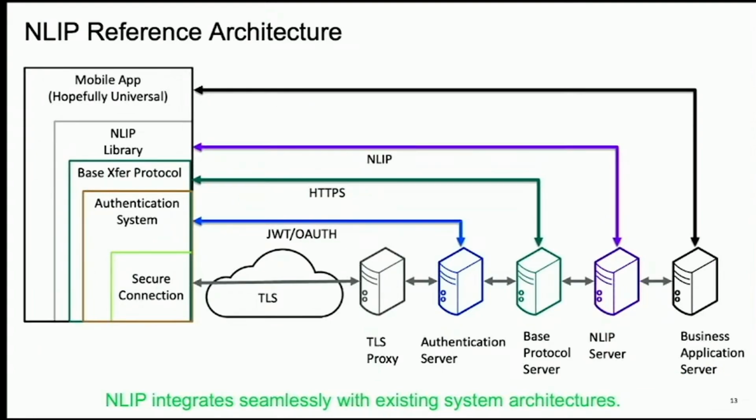Now, NLP is not reinventing the wheel. It builds on tools and technologies that are already widely being used. So it runs on top of secure connections like TLS, runs on top of the authentication system, uses the base transit protocol like HTTP, and on your cell phone or computer, the NLP library can talk to the NLP server, which then talks to the business application servers for ordering, scheduling, or anything else. So the key message here is that NLP integrates seamlessly with existing system architectures and doesn't reinvent the wheel.